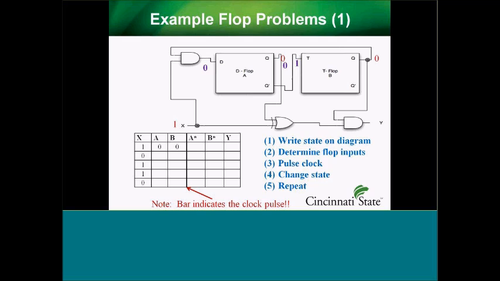The output of a T-flop is going to toggle. If it's a one, it toggles; if it's a zero, it keeps the same state. So there you go. If it's a one, that means the output goes to one. So that gives me new states, zero and one. That's my new state.